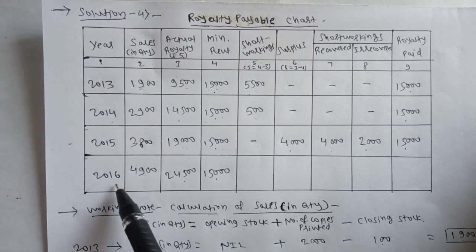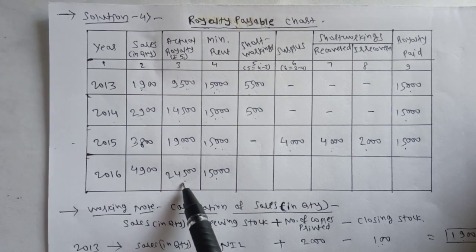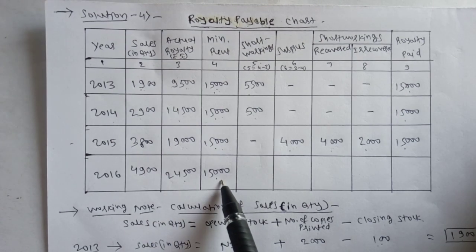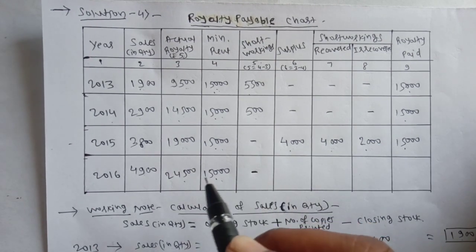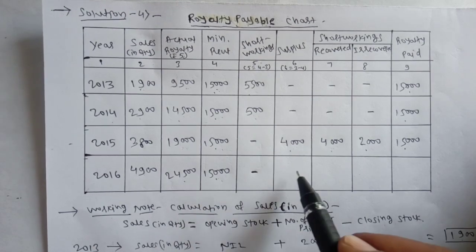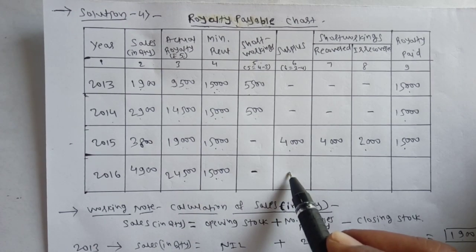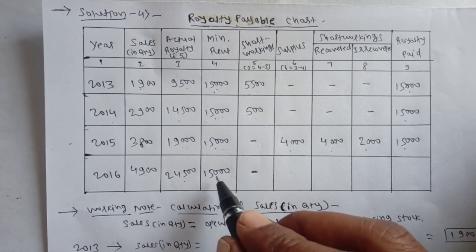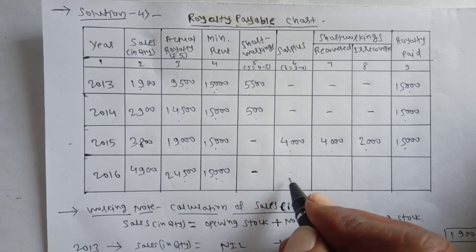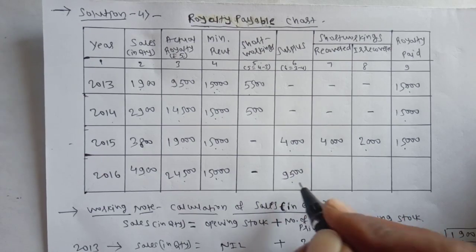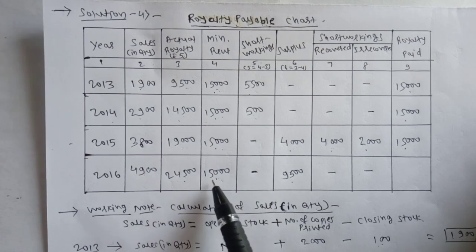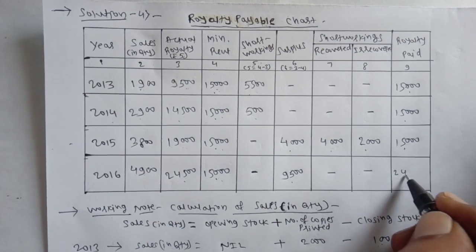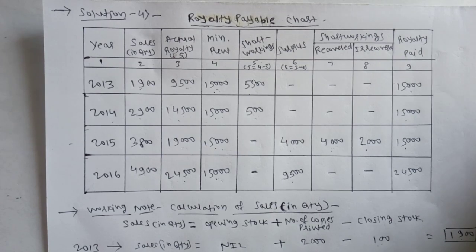Now in the last year, 2016, actual royalty is 24,500 and minimum rent is 15,000, so actual royalty is more. Therefore there is no short workings. When actual royalty is more than minimum rent, there is surplus: 24,500 minus 15,000 is 9,500. There is no recovery and no irrecovered. Actual royalty paid is whichever is higher, 24,500. So this is the solution for the problem.